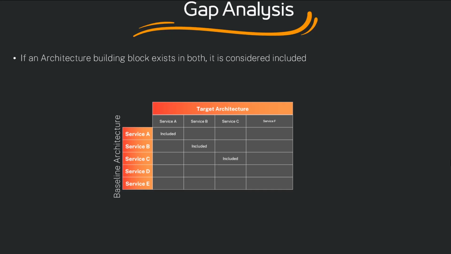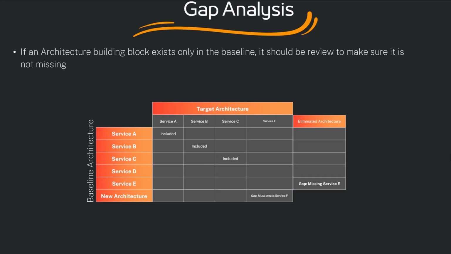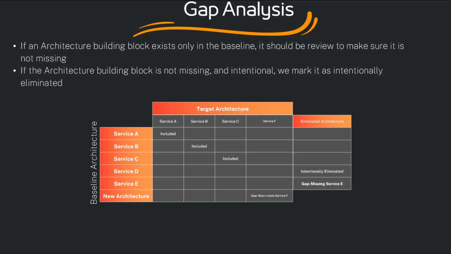If an architecture building block exists in both the baseline and the target, we consider it included and mark it as so. If an architecture building block exists only in the target architecture but not in the baseline architecture, it's marked as new. If an architecture building block exists only in the baseline but not the target, we should review it to make sure it is not something that we have forgotten about or missed. If the architecture building block is not missing and is intentional, we mark it as intentionally eliminated.